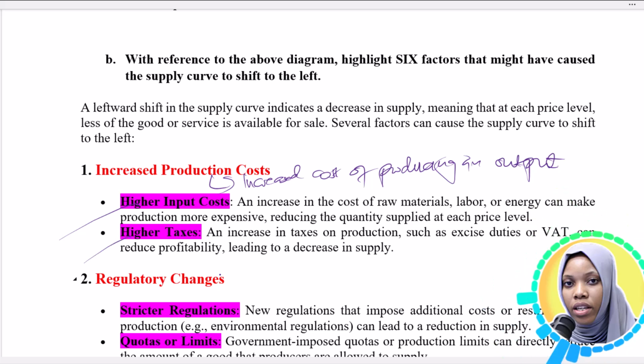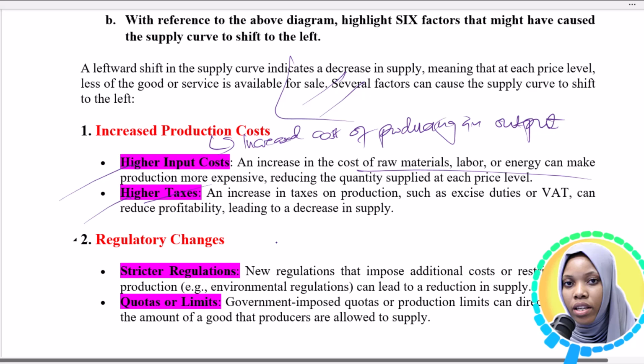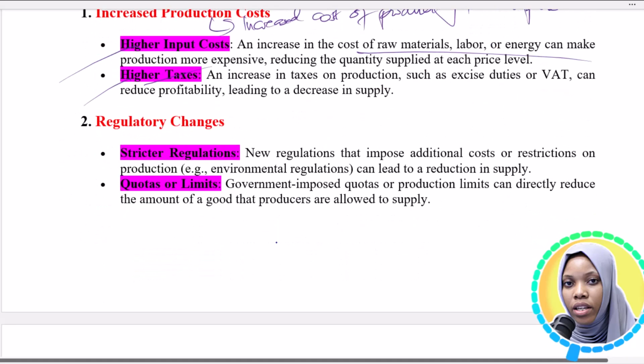An increase in the cost of raw materials, labor, or energy can make production more expensive, leading to a leftward shift in the supply curve. Another factor that can increase production costs is when the government increases taxes or charges higher taxes. Production costs are also likely to increase.